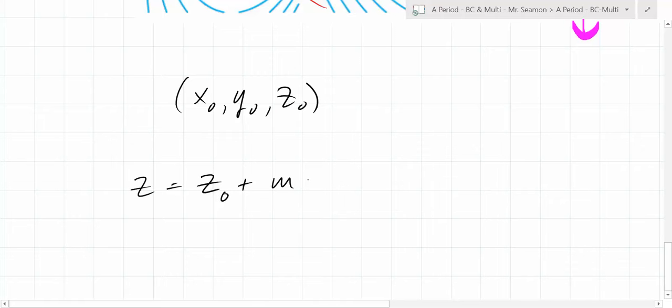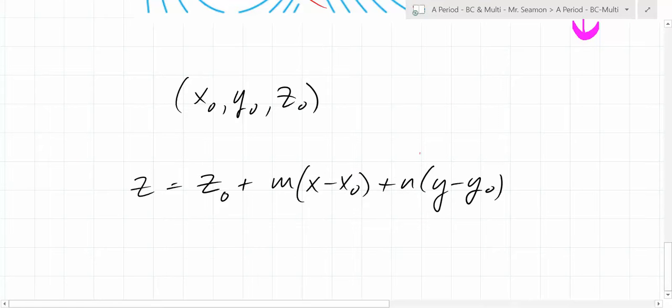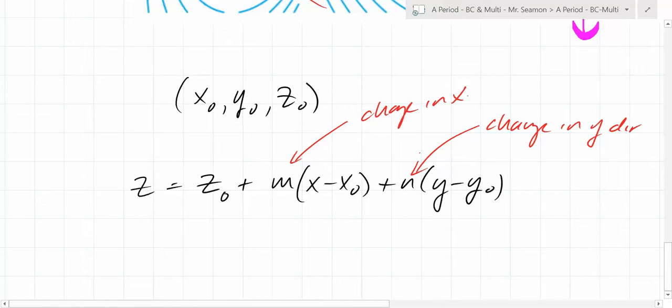Remember m and n? Remember this? x minus x naught plus y minus y naught, right? And what was n? Change in y direction, right? And this was change in x direction, right? Well, that was back in chapter 12. That was before normal vectors. That was before cross products, right? And we found that numerically you'd have like a table of values.